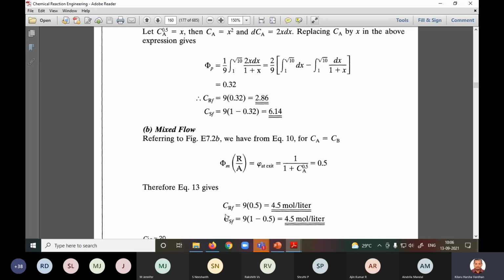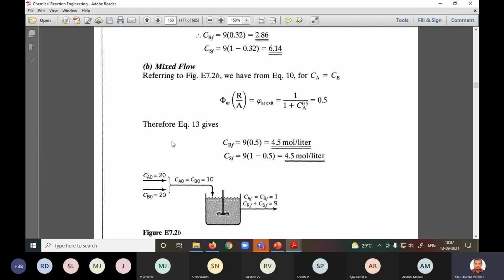CRF in mixed flow is nothing but pi into the concentration difference. Pi is 0.5. Here it is 0.3 you are putting. Concentration difference is 10 minus 1, that is 9. So 4.5 mole per liter you are getting. Whereas CSF is 9 into 1 minus 0.5, that is 4.5 mole per liter, right? So both are same here, especially in a mixed reactor.